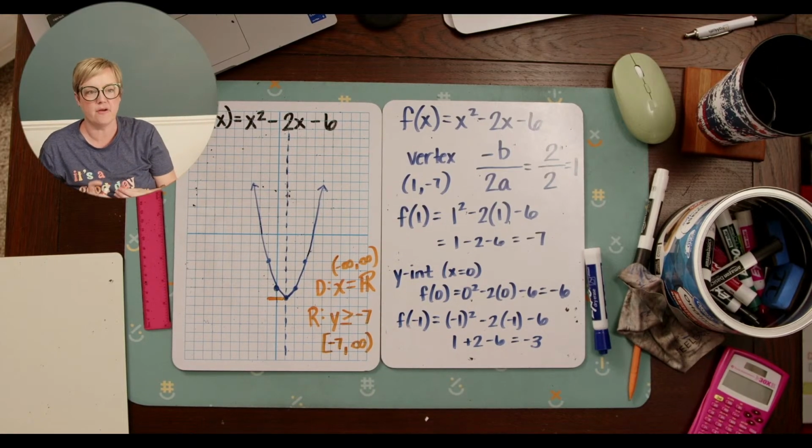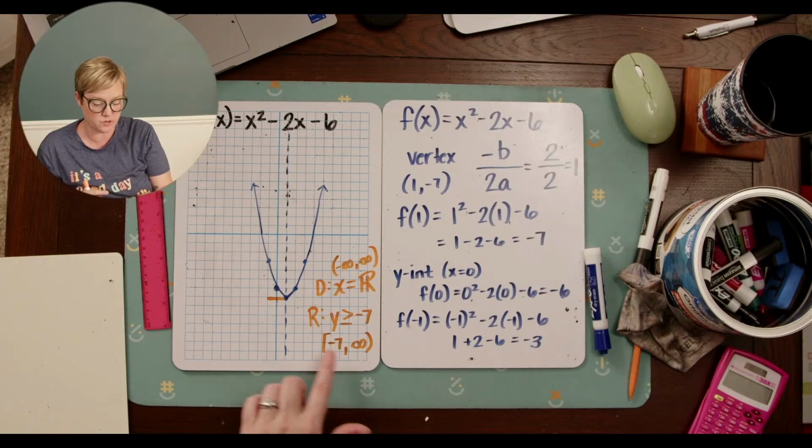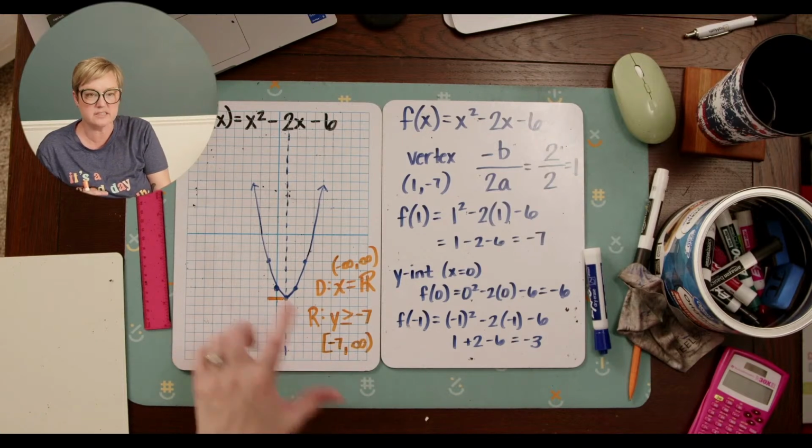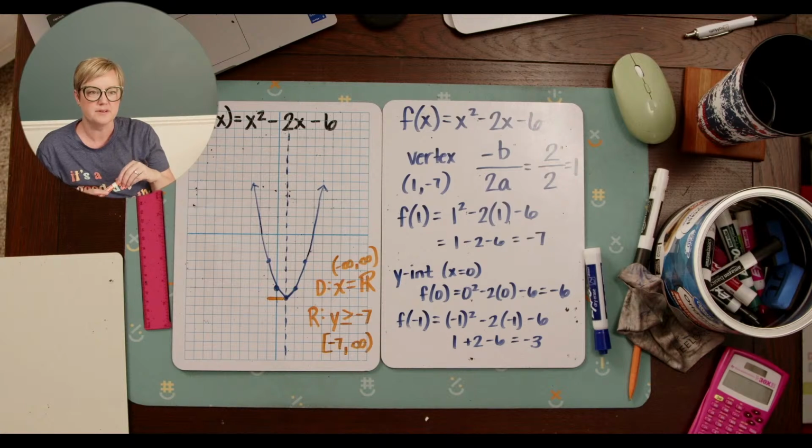It just depends on how your teacher wants it. It is negative 7 because that's the range. Negative 6 is your y-intercept.